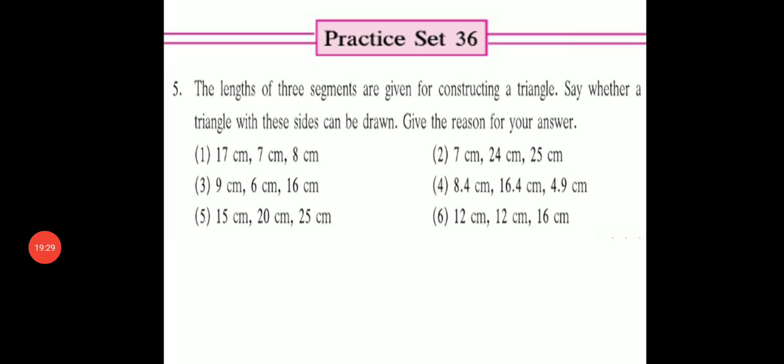Now students, based on the second property, you have question number 5 given in practice set number 36 to solve. So let me read it out to you and explain how you are going to find answers to it. Question number 5 states that the lengths of three segments are given for constructing a triangle. So if you want to construct a triangle, you need to have the measurement of the three sides. That is what they have given to you.